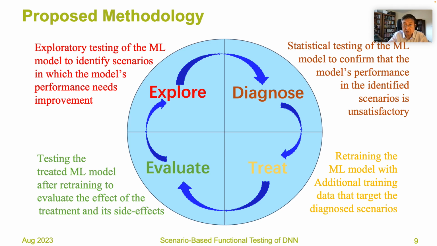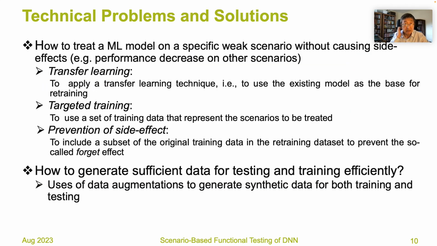The process is an iteration of these 4 stages again and again until the performance of the machine learning model is satisfactory. Here we have a few technical problems we must address before the methodology can be useful. First of all, how can we treat a machine learning model on a specific weak scenario without causing side effects? For example, the performance could decrease on other scenarios. This is what we call the catastrophic forgetting phenomenon.